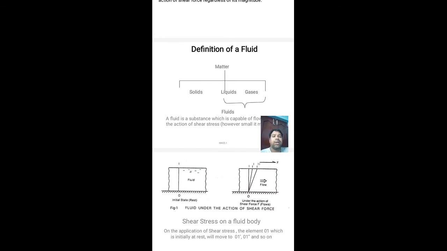Now, matter. We studied matter in 10th class at school level also, right? Matter is mainly classified into three types: solids, liquids, and gases. These liquids and gases are nothing but fluids, right? So earlier we have seen liquids and gases, and both are fluids.